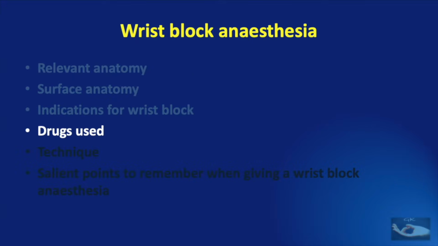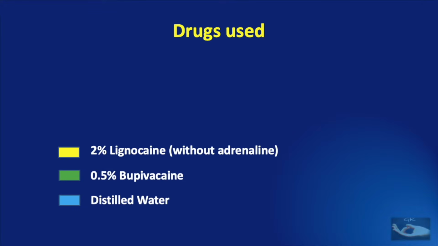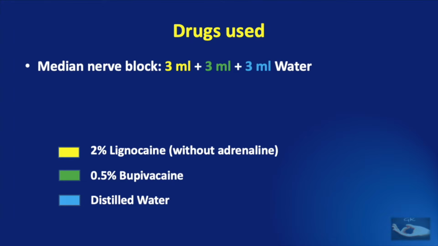Having decided to give a wrist block, we now need to see what are the drugs we are going to use for blocking all these nerves. To give the complete wrist block, we shall be mainly using three components: 2% lignocaine without adrenaline, 0.5% bupivacaine, and distilled water. For blocking of the median nerve, we require 3 ml of each of these solutions.